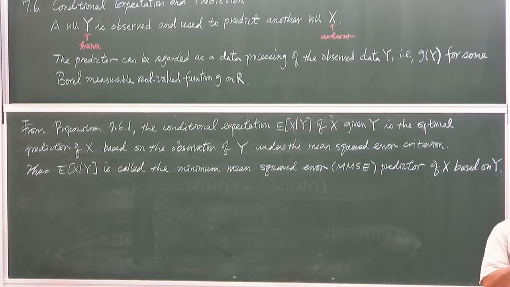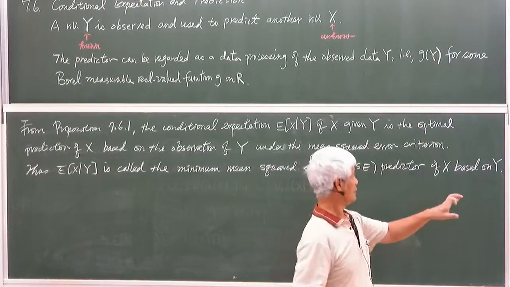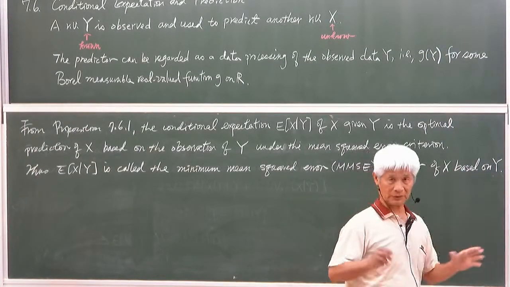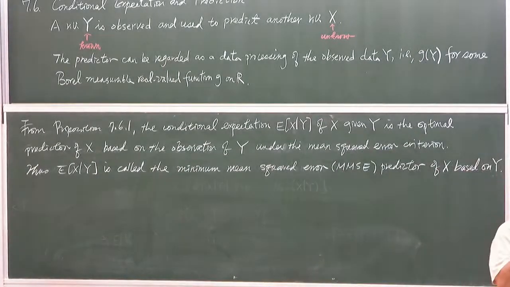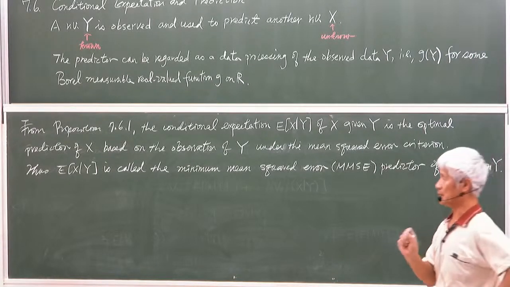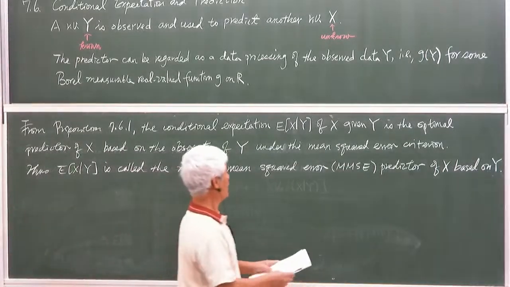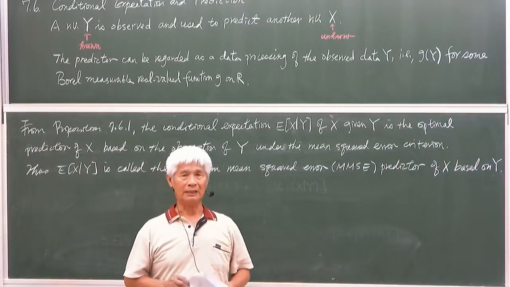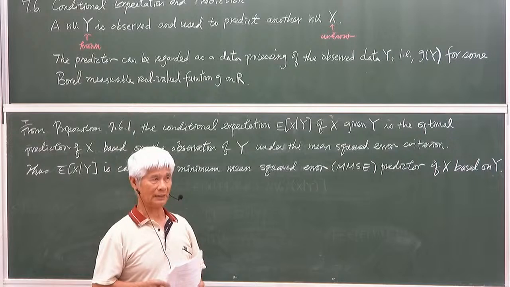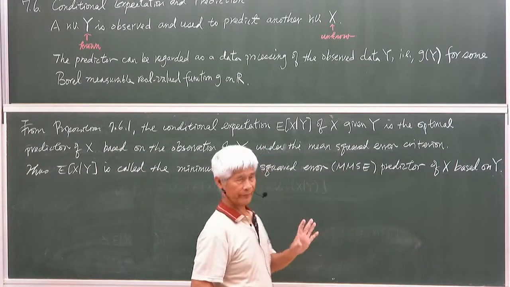But in many situations, it's hard to find the joint distribution between the unknown random variable and the known random variable. In this case, you are subject to some simpler predictor. One of the simple predictors is called the linear predictor. This is the best you can do, but you need more information. Basically you should know the joint distribution between X and Y.